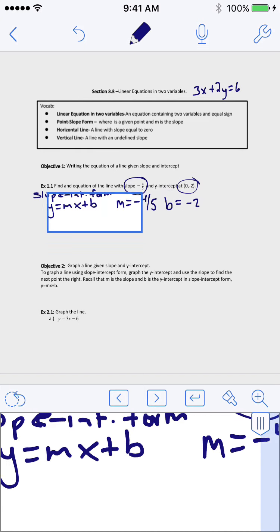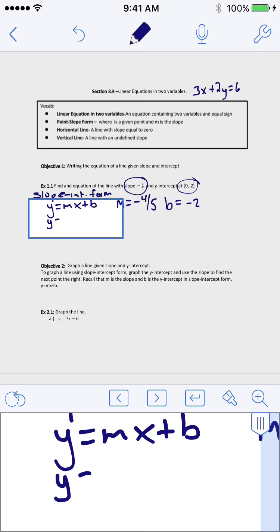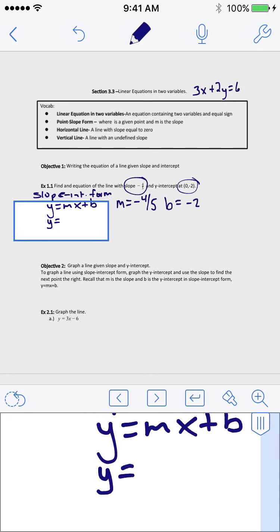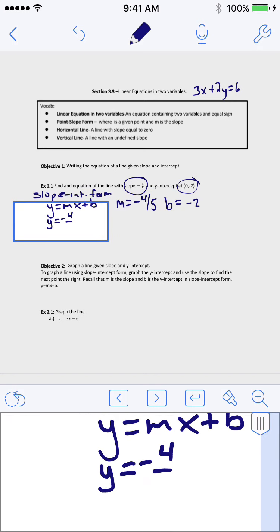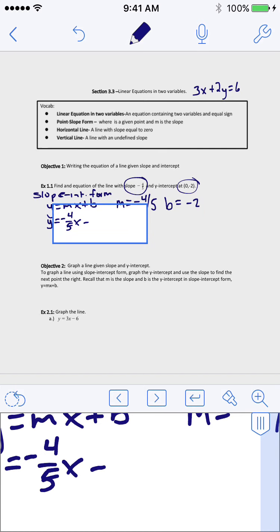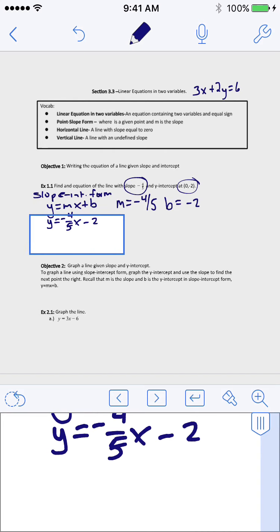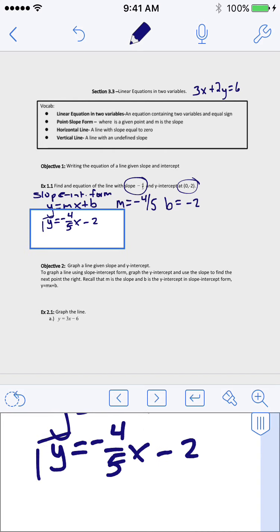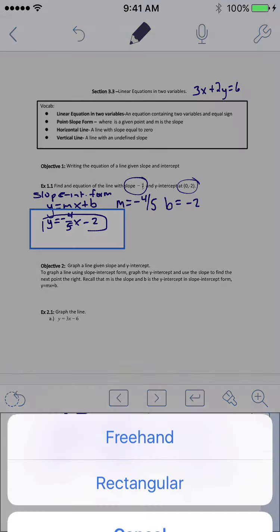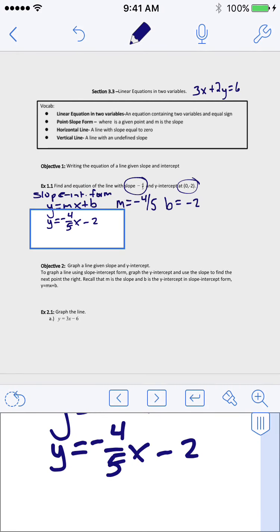Alrighty, so now that I know that, I can go plug it in. y equals, well, my m was -4/5, so -4/5 x, -2 for my b. Awesome. Now, if I want to put this in standard form, well, that would be our slope-intercept form first off, and this would definitely be enough to answer the problem.